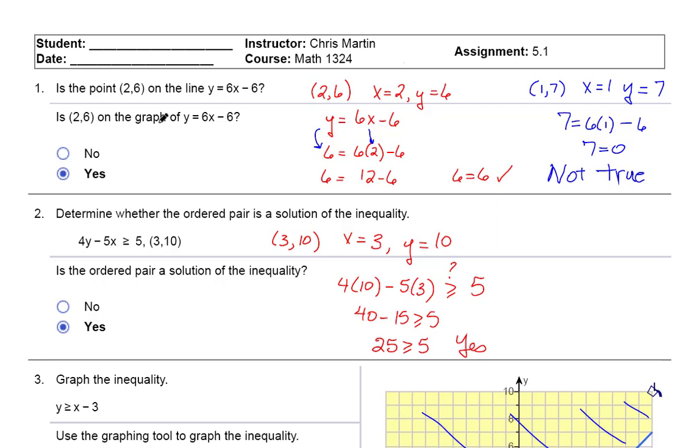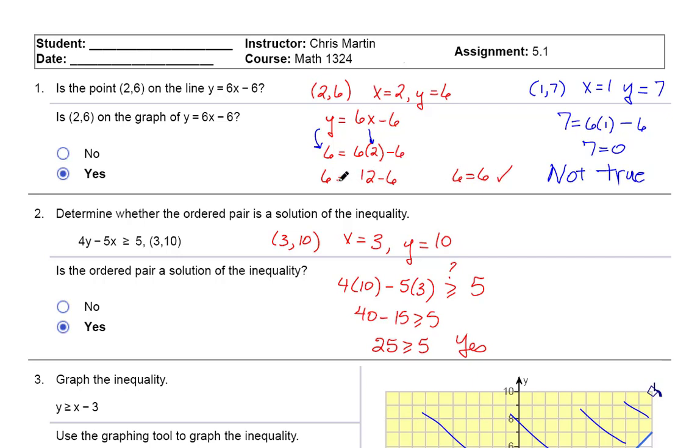Alright, so the very first question is fairly straightforward. Is this point 2, 6 on the line? Well, without graphing, all we have to do is plug in my point. So x is 2, y equals 6, and let's see if it makes a true statement or not. So y is 6. X is 2, 6 times 2 is 12, 12 minus 6. Alright, and so I get 6 is 6.